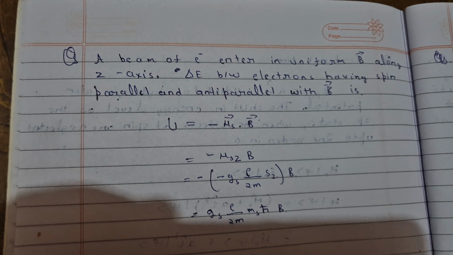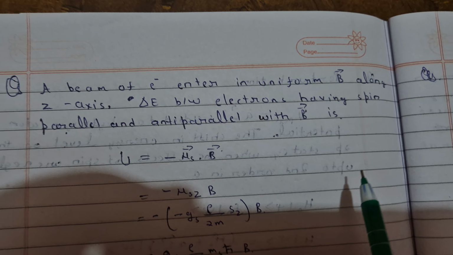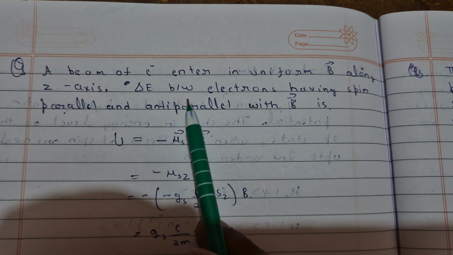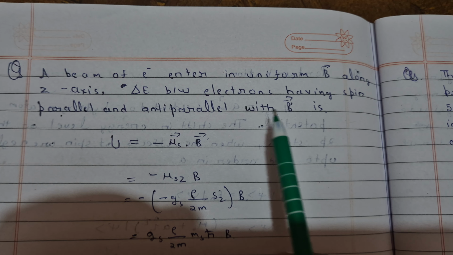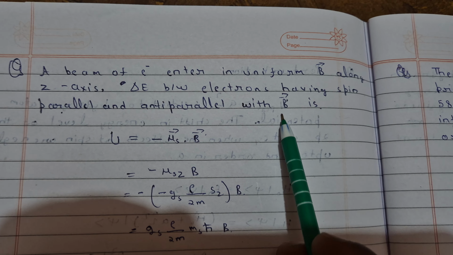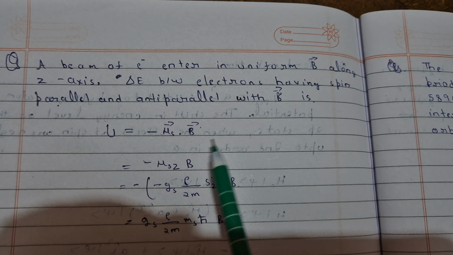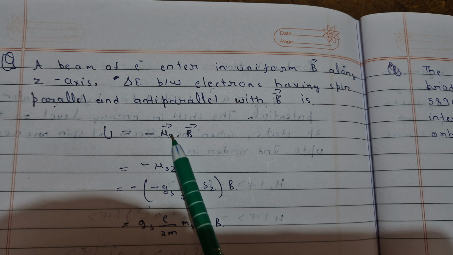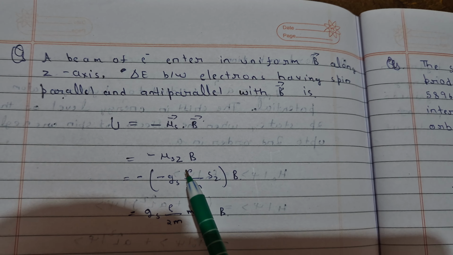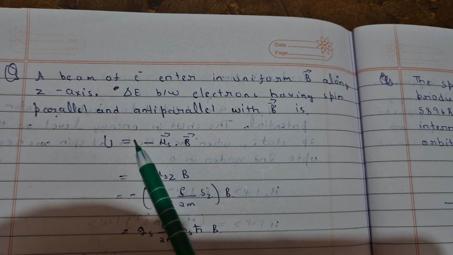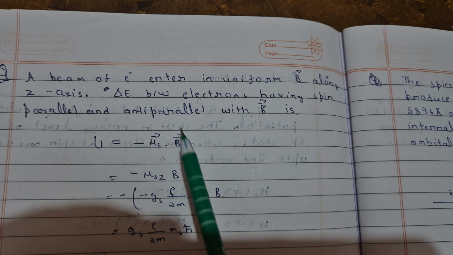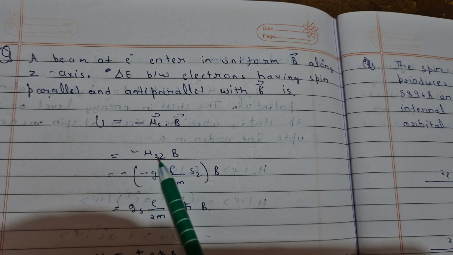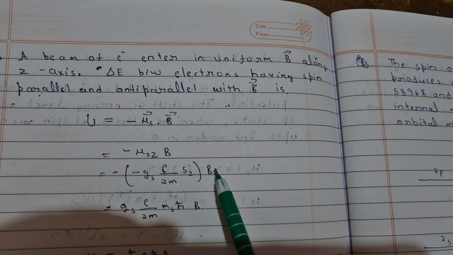Now the last question for today: a beam of electrons enters a uniform B field along the z axis, and the energy difference between electrons having spin parallel and anti-parallel to B is asked. So we need to find the energy difference between the two splittings. U is given by −μ_s · B. We know this. So we will find the μ_s z component because of the parallel and anti-parallel. There will be differences only in the z direction. So it will be −μ_s z B, where μ_s z is −g_s e / 2m times s_z.